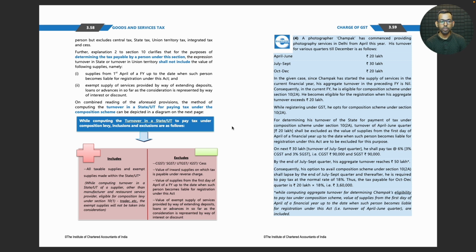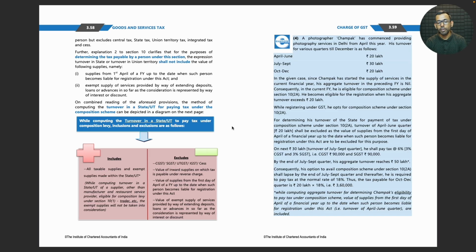Further, explanation 2 to section 10 clarifies that for the purposes of determining the tax payable by a person under this section, the expression turnover in state or union territory shall not include the value of following supplies, namely supplies from 1st April of a financial year up to the date when such person becomes liable for registration under this Act, and exempt supply of services provided by way of extending deposits, the consideration being represented in terms of interest or discount.